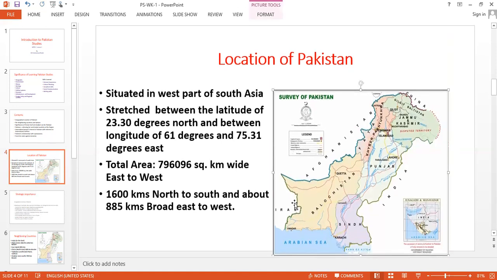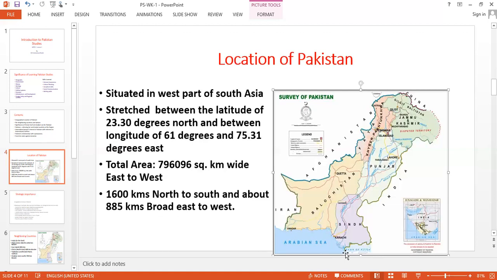Now the third significance of the location of Pakistan is the Arabian Sea. Dear students, the Arabian Sea is almost over 700 kilometers long. It has wonderful ports like Karachi, Port Qasim, Jiwani, Gadani, and especially Gwadar, which is the world's most deep natural seaport.